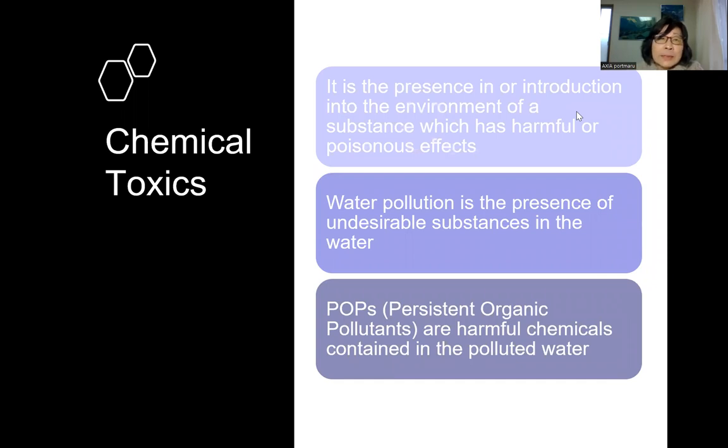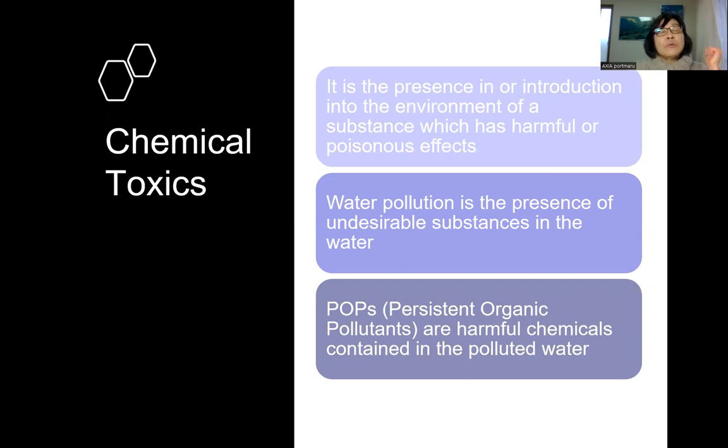And what is the chemical toxics? It is the presence in or introduction into the environment of a substance which has harmful or poisonous effects. And because of the chemical toxics, we have water pollution. And water pollution is the presence of undesirable substances in the water.